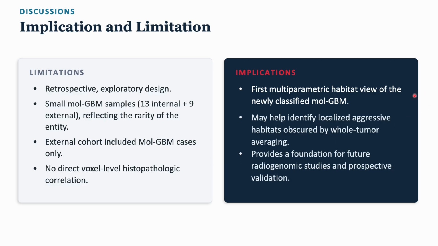Nevertheless, this study is among the first to characterize how newly classified molecular glioblastoma differs from histological glioblastoma in physiologic MRI. This tumor habitat approach may help identify localized aggressive regions that are obscured by whole tumor averaging, and it may provide a foundation for future radiogenomic studies and prospective validation.